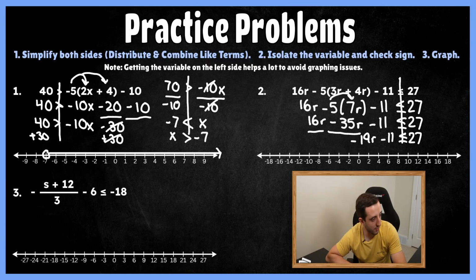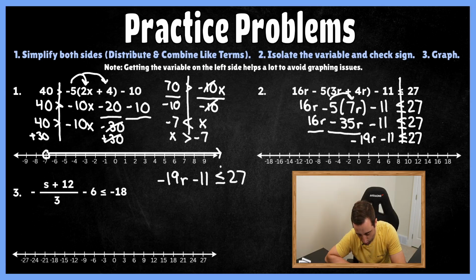And then I'm just going to write it down here. I don't want to cut into the webcam or ruin the number line, so I'll just erase it at the end here. So negative 19r minus 11 is less than or equal to 27. We'll draw that line. Let's add 11 to both sides now because we're trying to isolate the variable at this point. Cancel those out. We have negative 19r is less than or equal to 38.